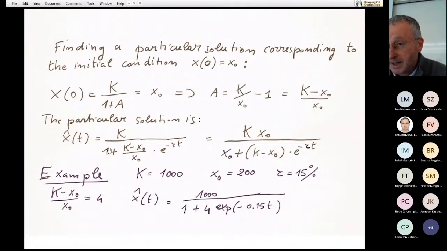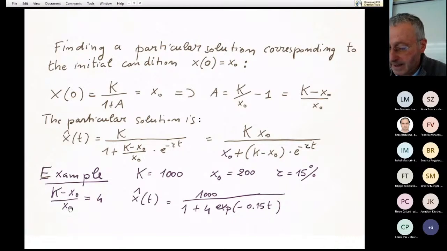For example, if the carrying capacity is 1,000, the initial level of the population is 200, and let's say the growth rate in the absence of constraints is 15% per unit time, this quantity that appears in the solution, you can also use this formula if you like, k minus x0 divided by x0, is 800 divided by 200, which is 4. So put 4 here, and this is the solution to your formula.